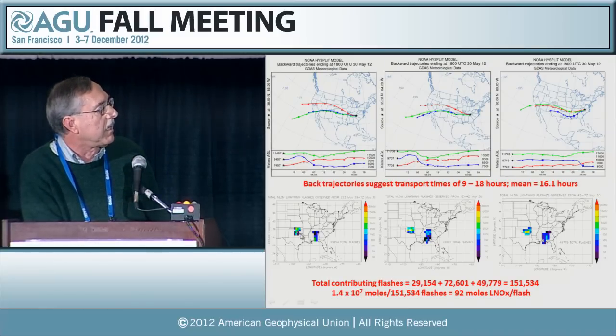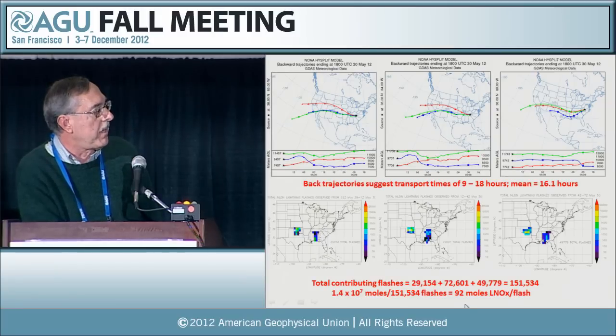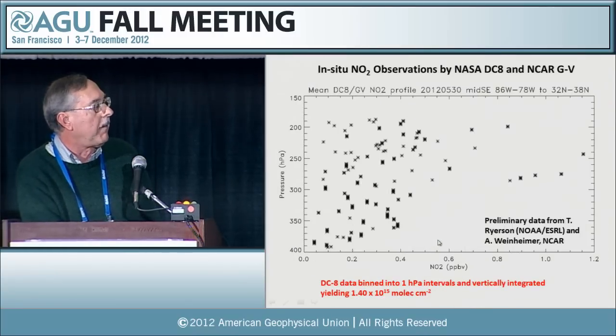So here's our lightning showing up in the MLDN data over Oklahoma, with also some small contribution from some lightning over Mississippi. And when you divide out, we get about 92 moles of lightning NOx per flash.